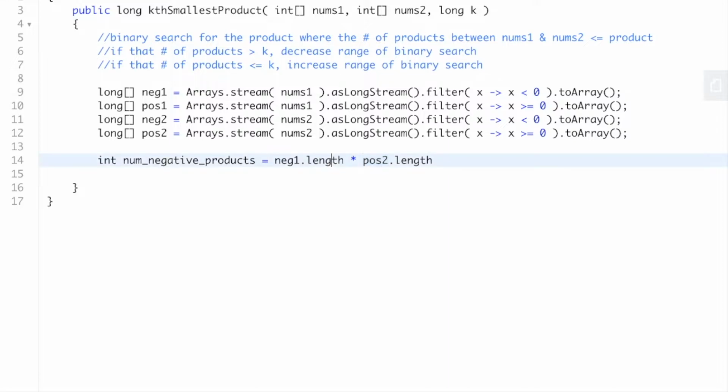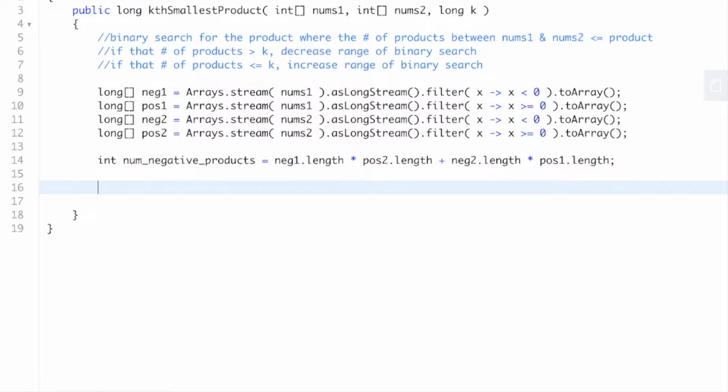So what I'm going to do is find the length of all the negative numbers in nums1 and multiply it by the positive numbers in nums2. And that is the number of negative products. But we also need to do the opposite, where we do neg2.length, so all the negative numbers in nums2, times all the positive numbers in nums1. Okay, cool. So now this is the total number of negative products.